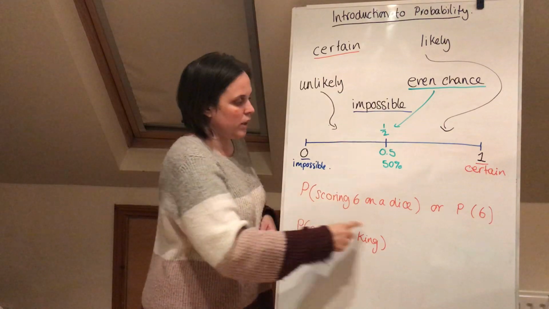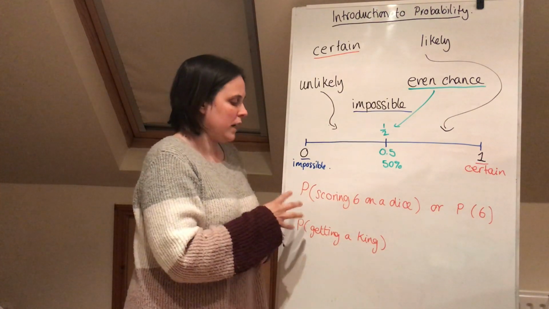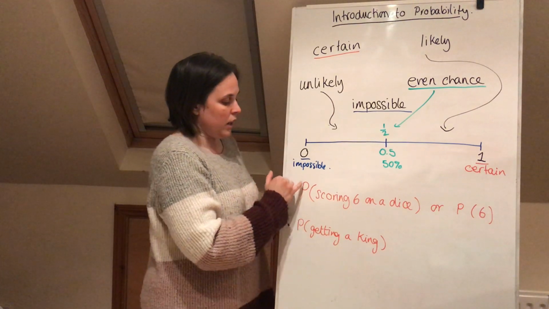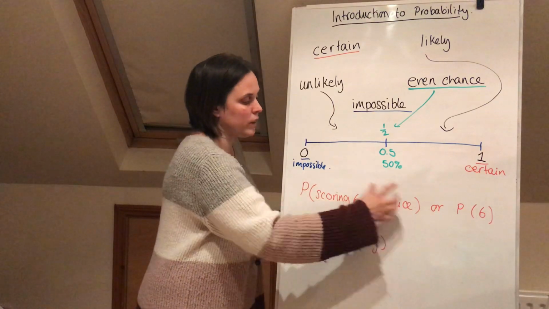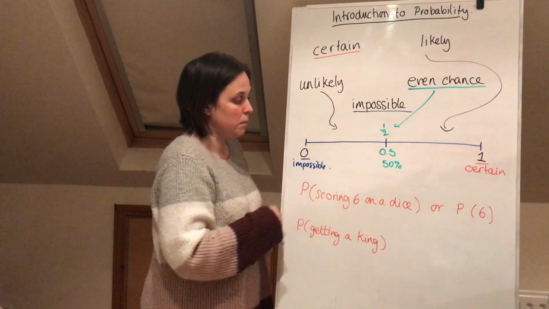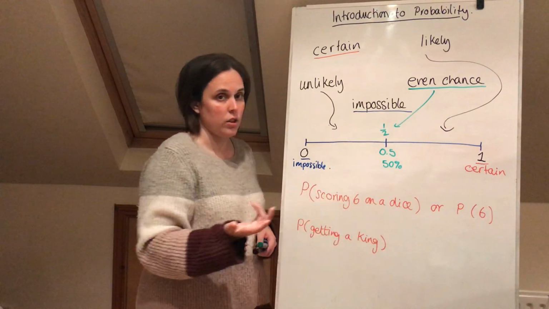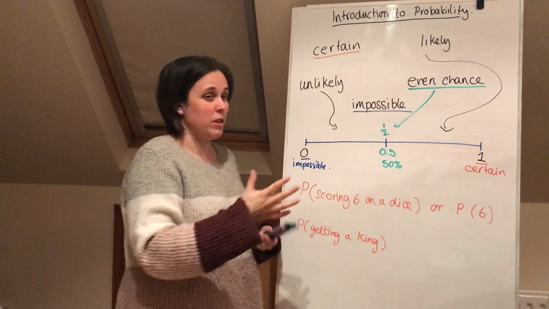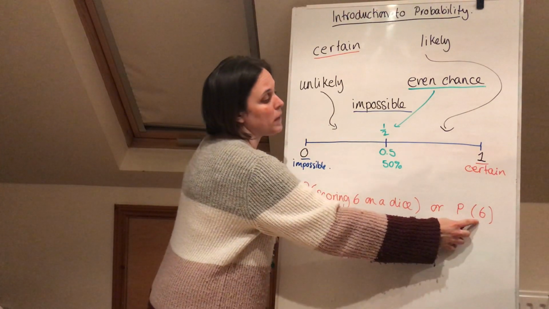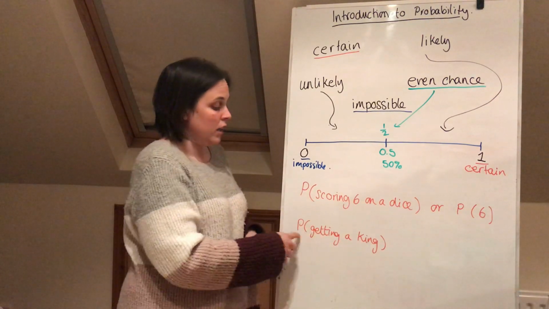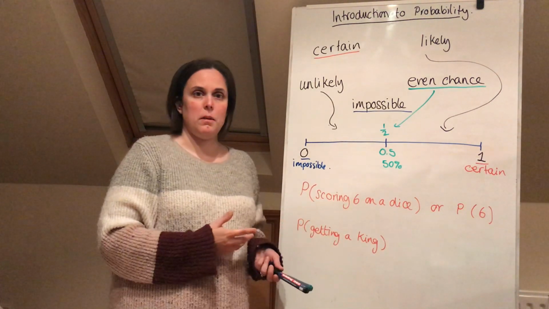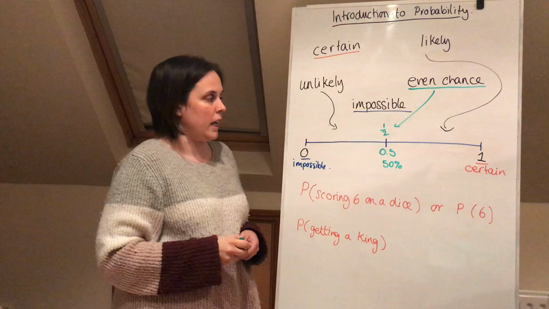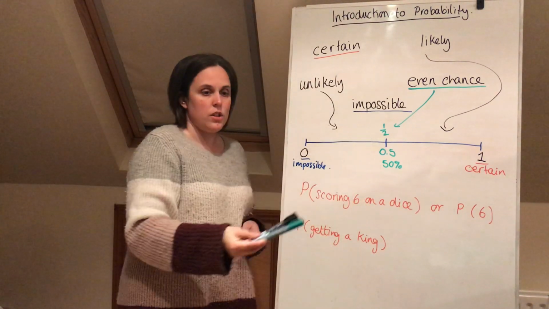So a couple of other things then, if we're looking about the notation, and that's important for your maths and for your GCSE, we tend to use this shorthand to save us writing everything out. So we put a P with a bracket, and then what the actual event is that we're looking at inside the bracket. So probability of scoring a 6 on a dice, for example. However, if you want to make it even shorter, if the question's there in front of you and it's really obvious what you're talking about, you could just literally write P and 6, and that would be fine. Likewise here, probability of getting a king, maybe in a deck of cards, you could put that, or you could just put P in brackets king. Okay, so this is just a bit of an introduction.